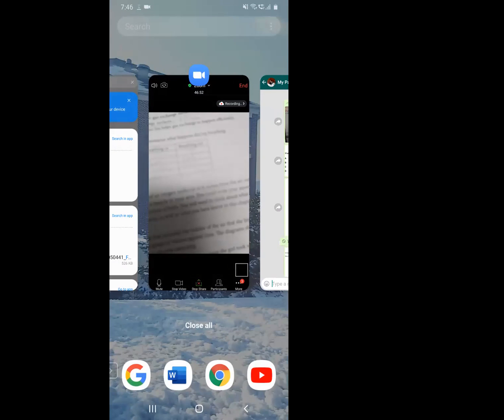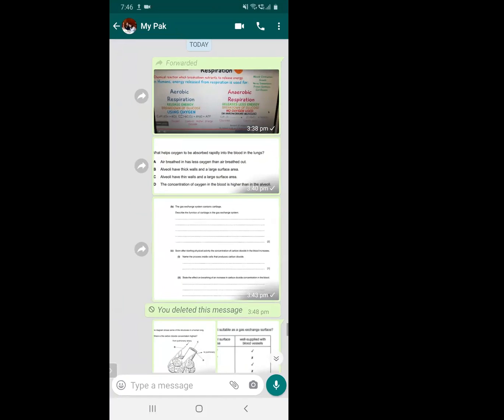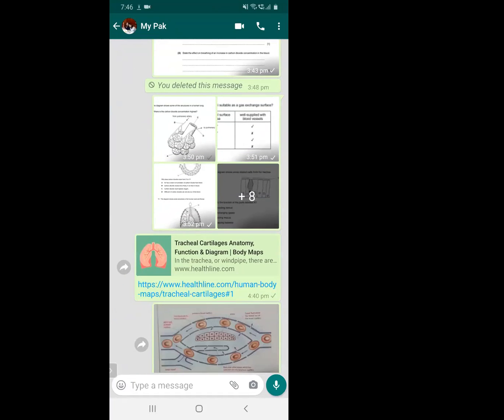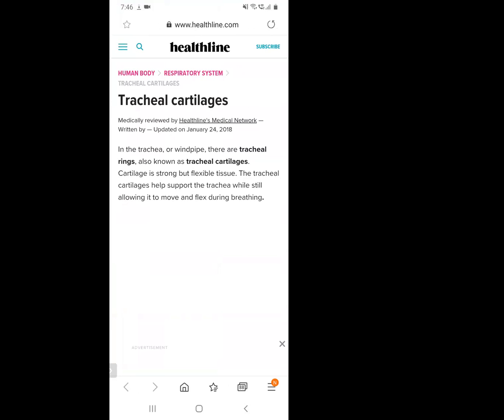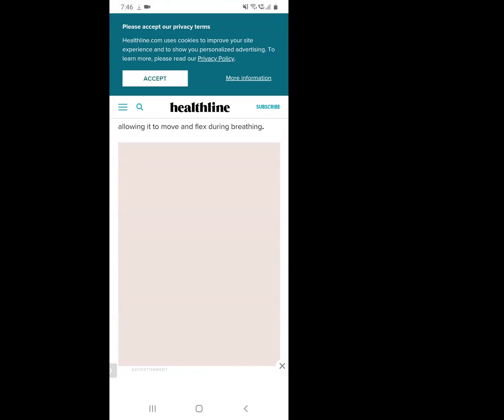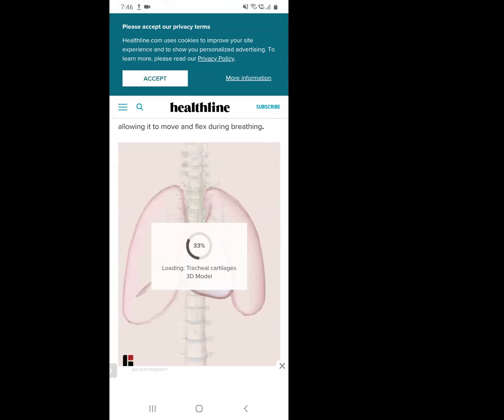Okay, Nawal Ahmed, please bear with me. I want to show this trachea to you guys. I found this real nice thing I thought of sharing with you. Am I sharing my screen? Okay. This is a 3D model of the respiratory system.